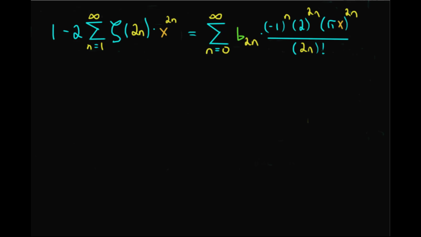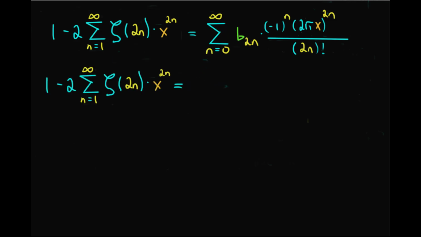all over 2n factorial. Well, one quick simplification I'd like to make is because I have 2 to the 2n and pi x to the 2n, I'll just combine those things in parentheses, so that term will become 2 pi x to the 2n. The next item of note is that these two sums have different indices. On the left-hand side, my sum starts with n equals 1, and on the right-hand side, my sum starts with n equals 0. So I'm going to start by just revising this sum on the right-hand side so that I take care of the n equals 0 case separately.